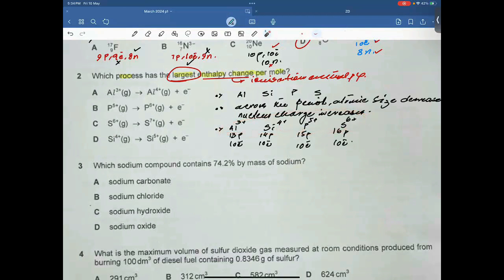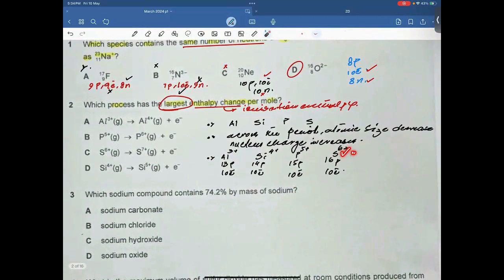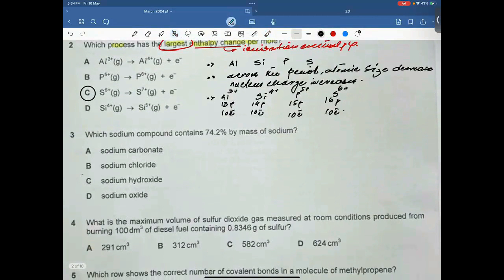So the greater the proton to electron attraction, the smaller the ionic radius. The smaller the ionic radius, the more difficult the removal of an electron from the valence shell. All right. So I believe C is going to be the right answer. So the removal of an electron from S6+ to S7+ would be very, very difficult because more energy is needed for the removal of the electron because of the strong proton to electron attraction. Also, the ionic radius of S6+ would be the smallest among all these ions. All right. I hope it makes sense to you.